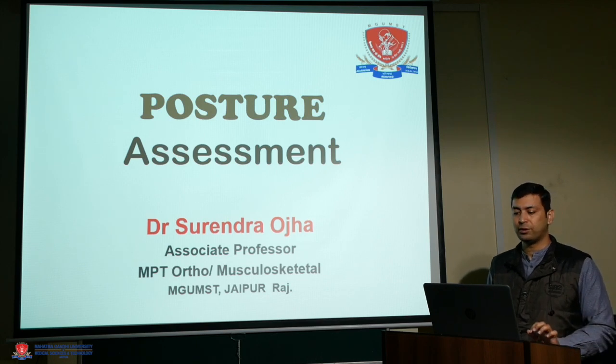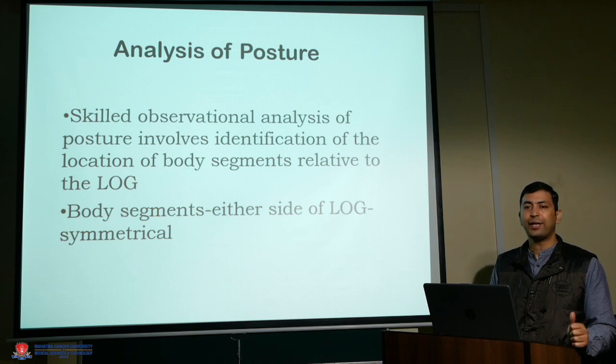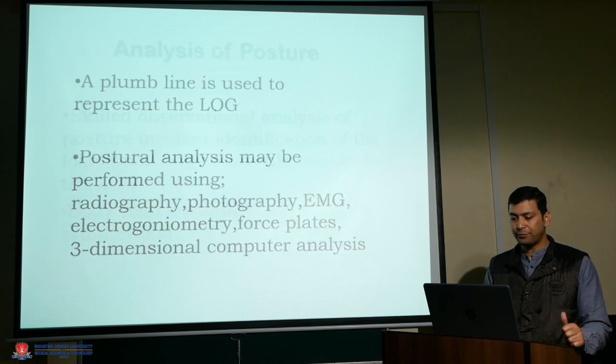Today we are going to discuss posture assessment. First of all, we have to know how we can assess the posture. Skilled observation analysis of the posture involves identification of the location of the body segments relative to the line of gravity. Body segments on either side of the line of gravity should be symmetrical.